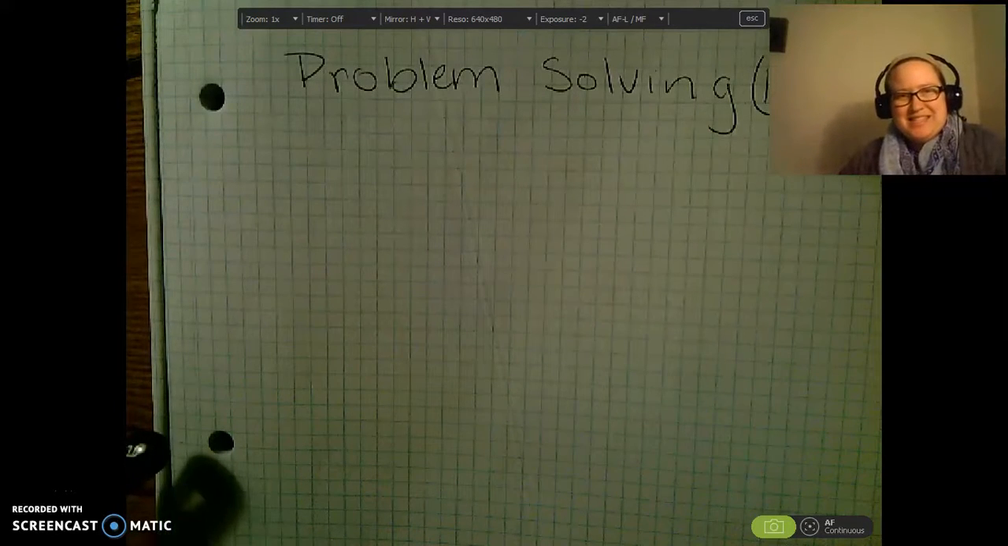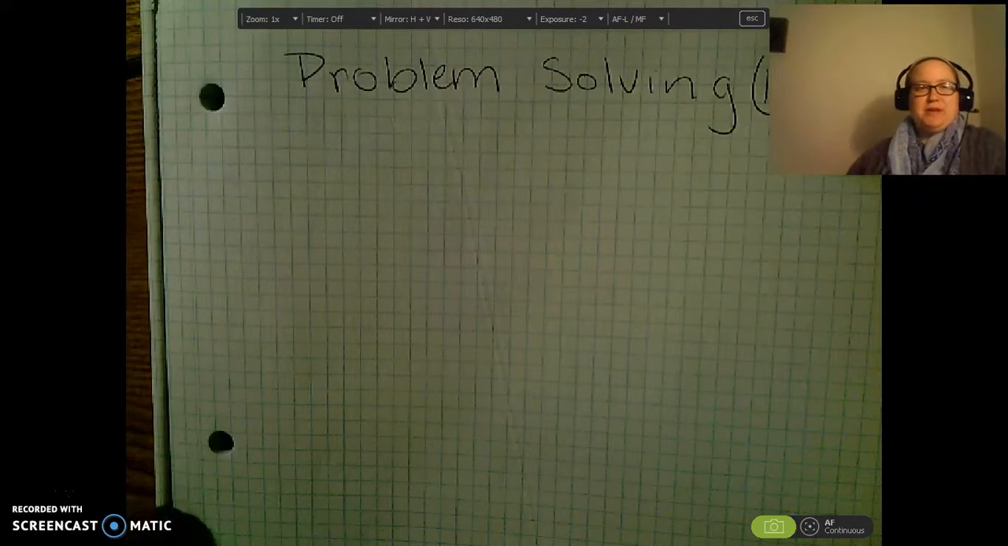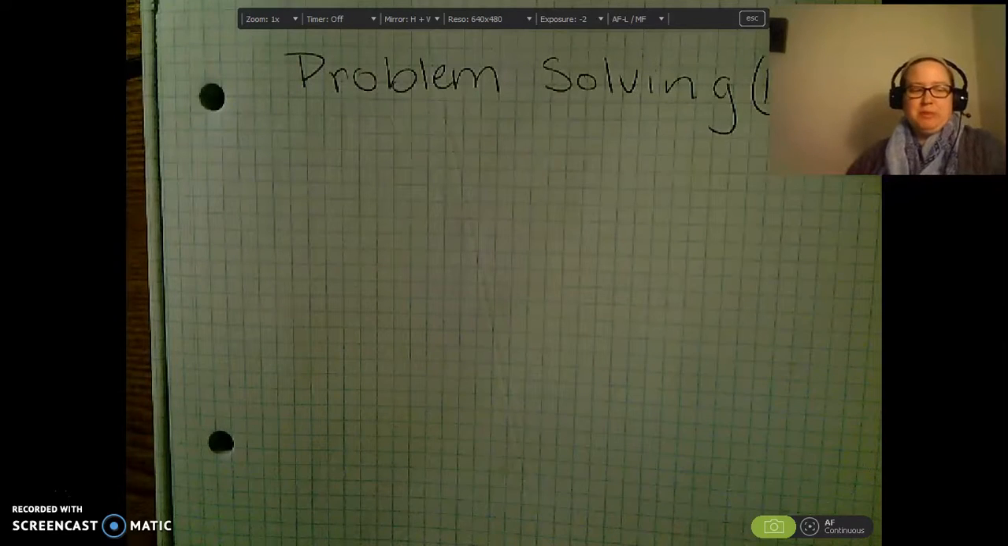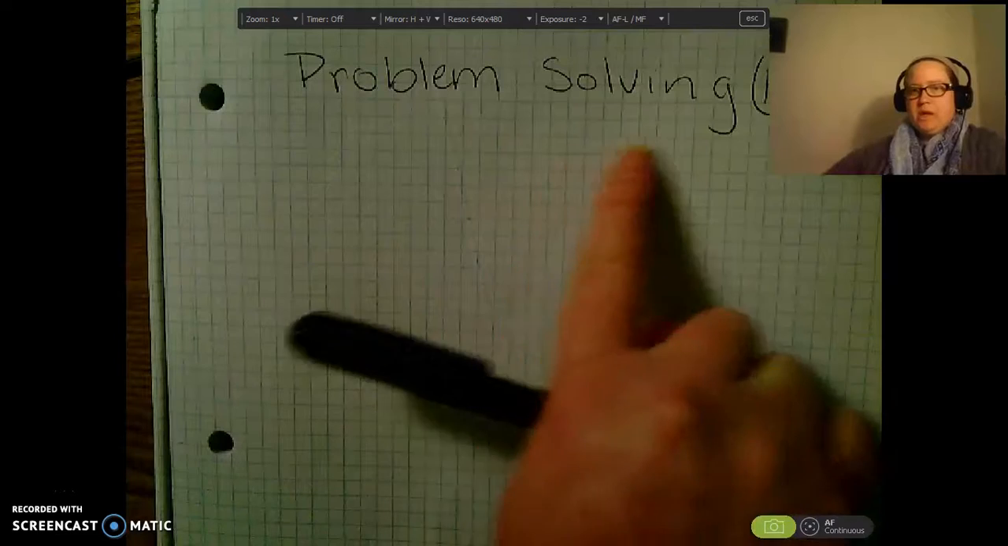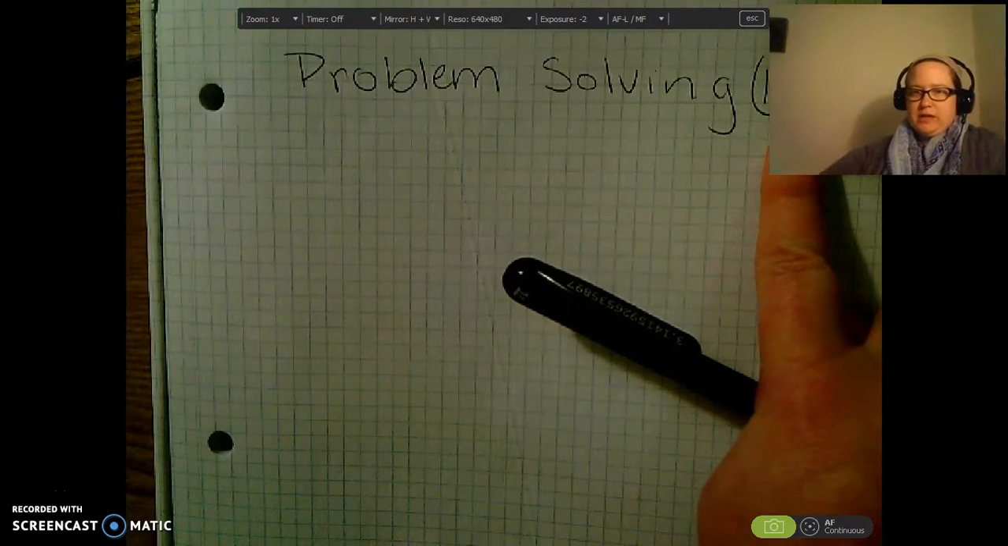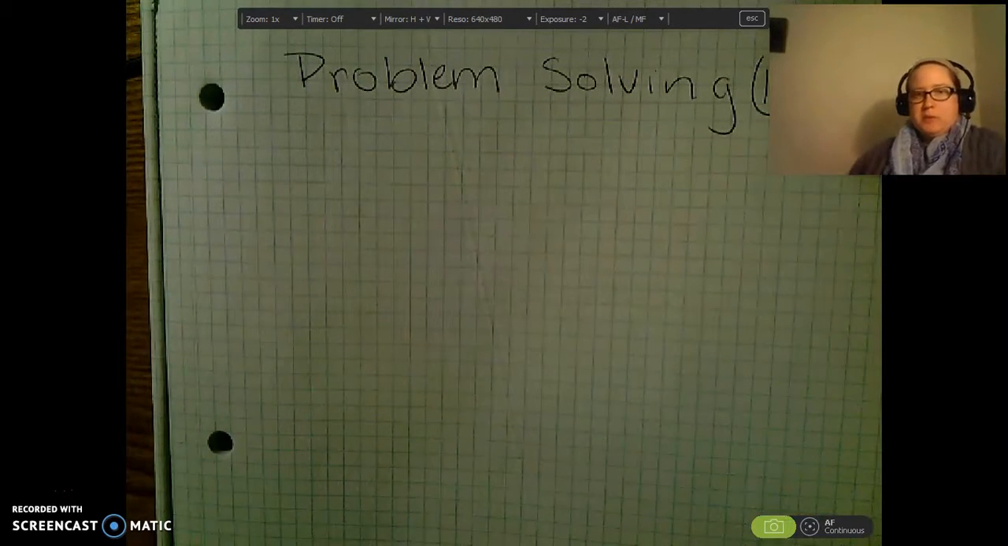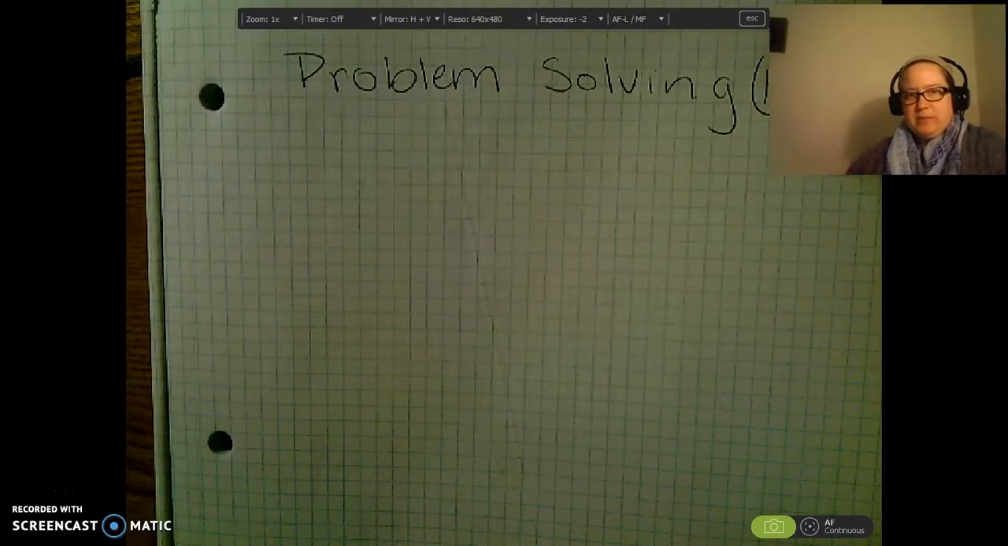Hello, my mathematicians. Today we're going to be working on problem solving using different units of measurement, both customary and metric. Okay? It's all found in lesson 10.6. So you might want your conversion table out. So we're going to start with this problem.